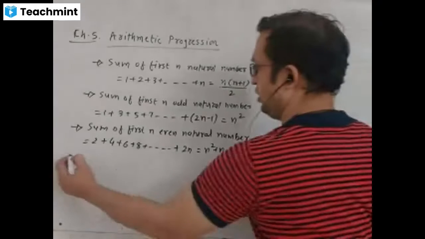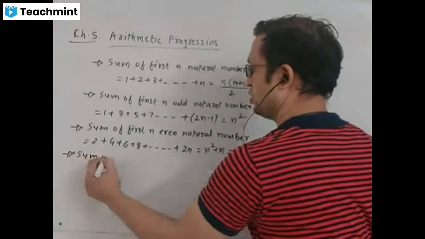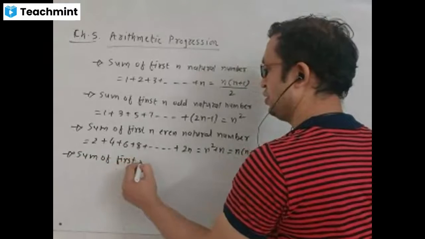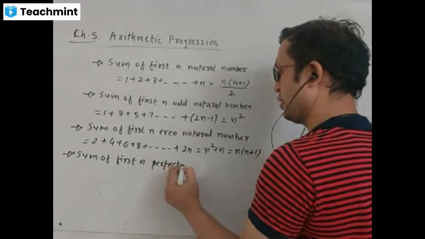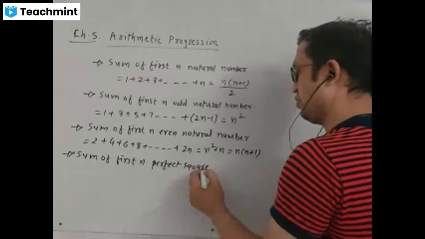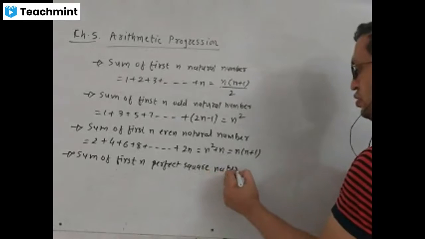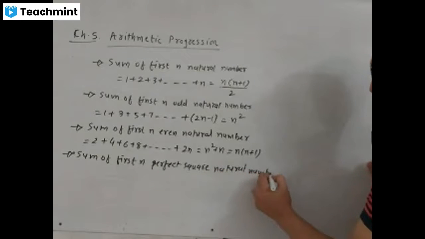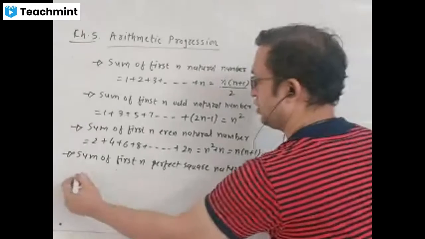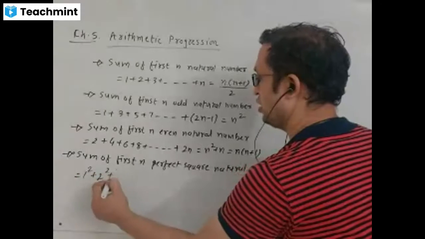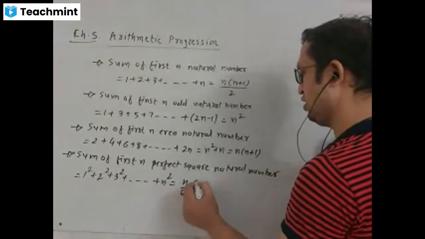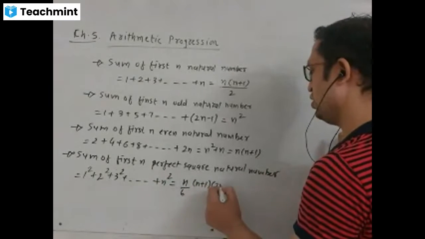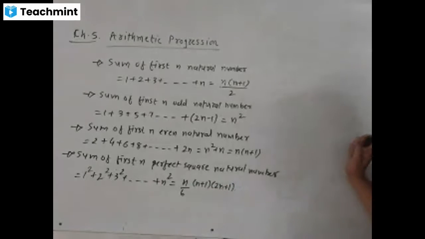Okay. And the last one: sum of first n perfect square natural numbers. That means 1 square plus 2 square plus 3 square up to n square, that is equal to n by 6 into n plus 1 into 2n plus 1.